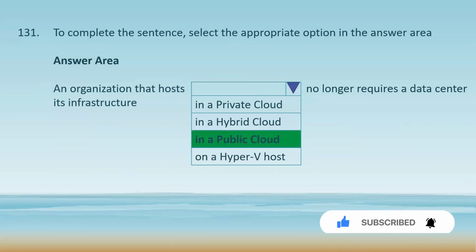The other three options will still require you to manage your own data center in some form. For example, a private cloud is hosted in a vendor's data center or your own data center, but still there is a data center. A hybrid cloud is again a combination of public cloud and your own data center or a private cloud, so again your data center is involved, whereas public cloud is cloud native. So you don't need to manage your own data center. And a Hyper-V host again is an on-premise option, so you have to manage your data center.